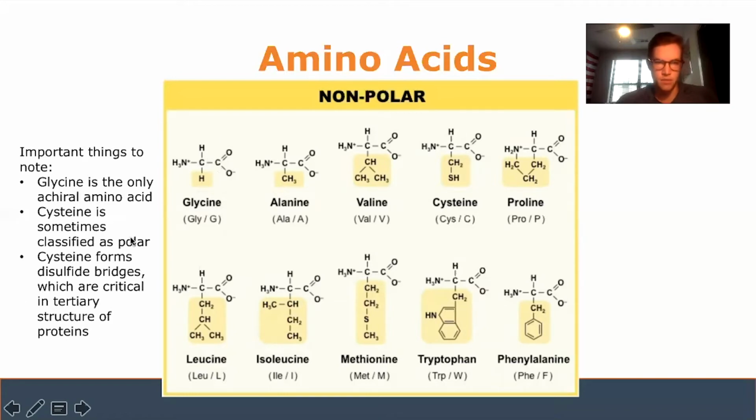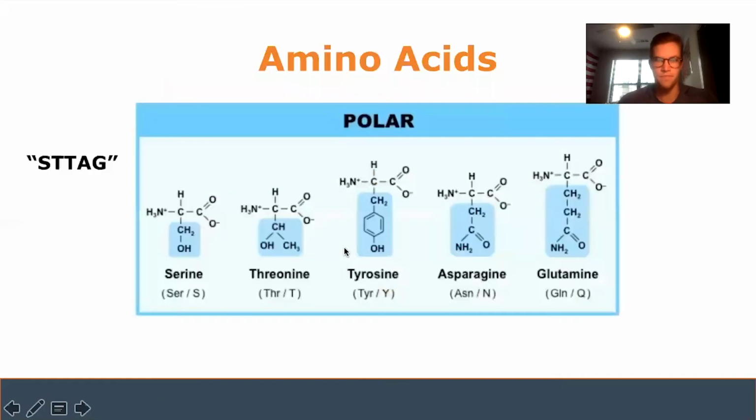Another exception is going to be cysteine. Like I said, it's sometimes classified as polar, so make sure you defer to whatever your professor tells you. But it also is important in forming disulfide bridges, which is critical in the tertiary structure and the way proteins fold on themselves. Another one to note is proline, which is an exception to the structure because it forms a ring with that amino group. I think that's all I wanted to cover with the exceptions.